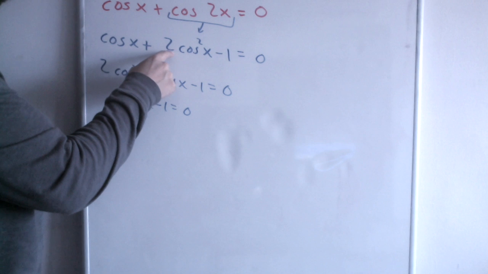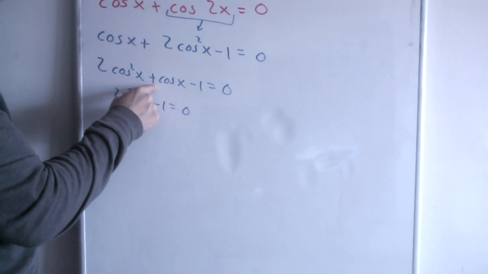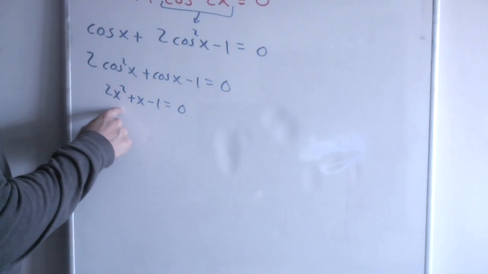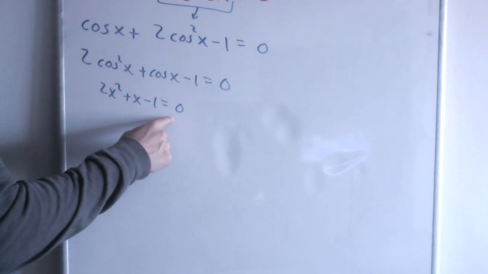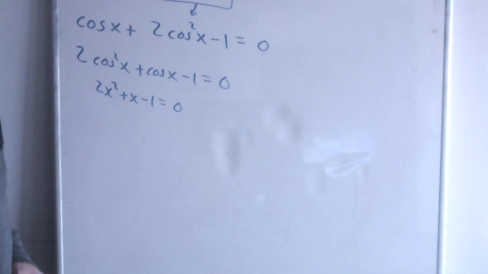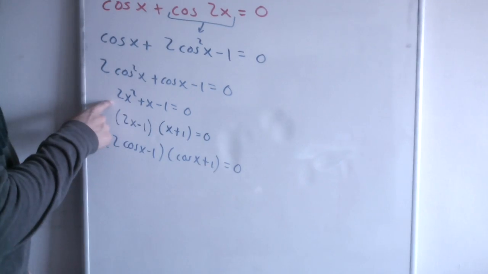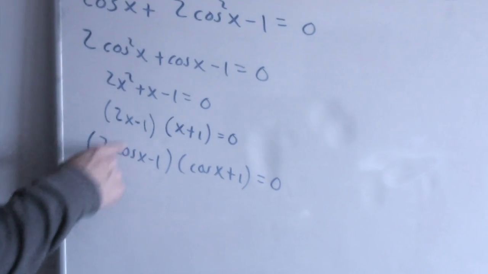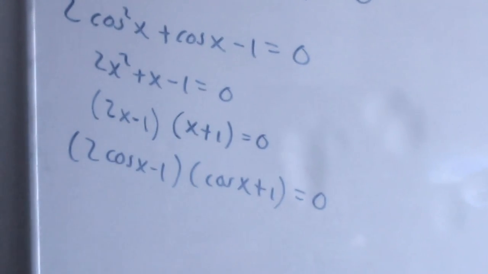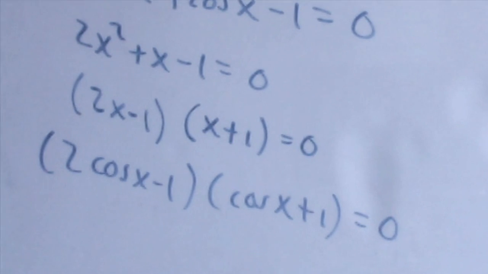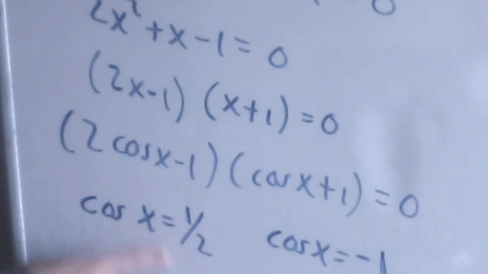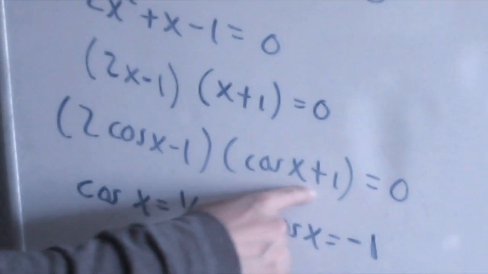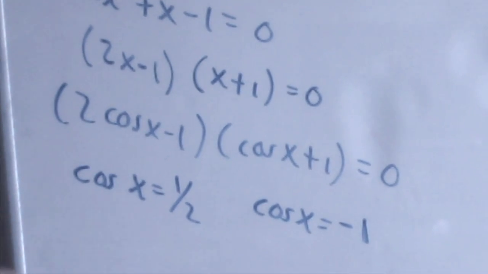So now I just put it in order. It is 2 cosine squared x plus cosine x minus 1 equals 0. So this is the same as 2x squared plus x minus 1 equal to 0. And then I factor this expression, it is 2x minus 1 times x plus 1. I just substitute the x by the cosines, and we're going to solve both parentheses. I set each equal to 0 and solve for x, so I have cosine x equals 1/2, and cos x plus 1 equals 0, and that is -1.